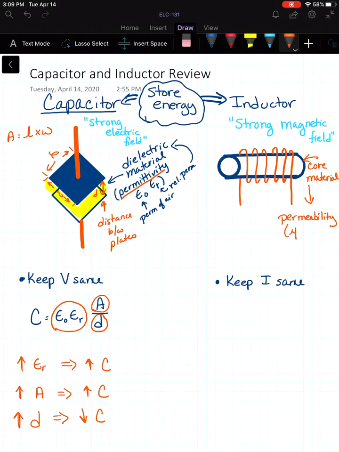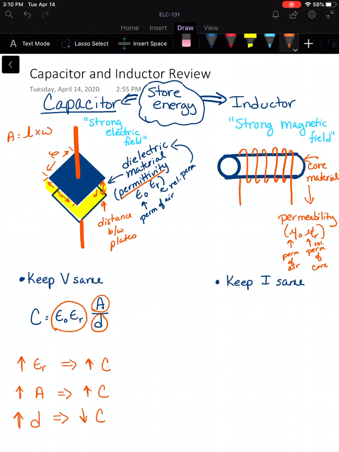And we use for that mu 0 times mu r, where mu 0 is the permeability of air, and mu r is the permeability of the core material, the relative permeability of the core material. So it's much easier to set up a magnetic field in some sort of ferromagnetic material, such as iron, than it is to set up a magnetic field in air.